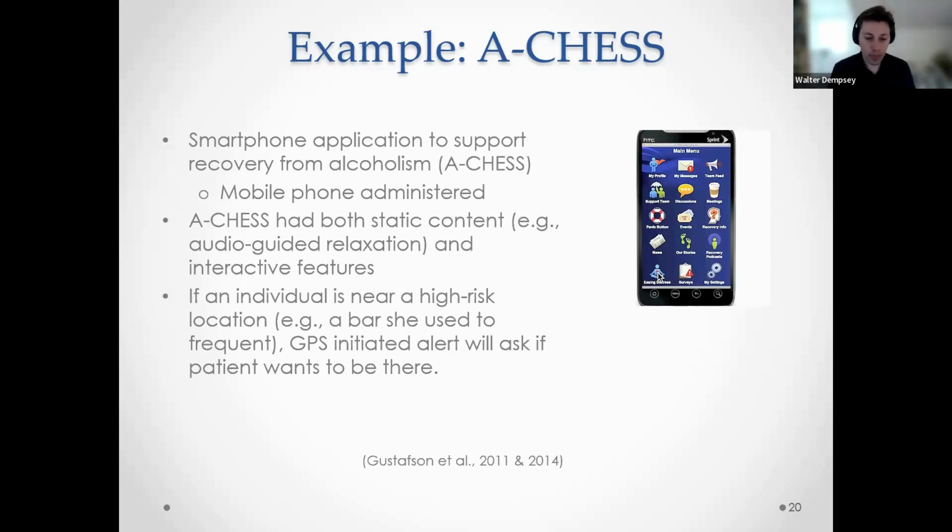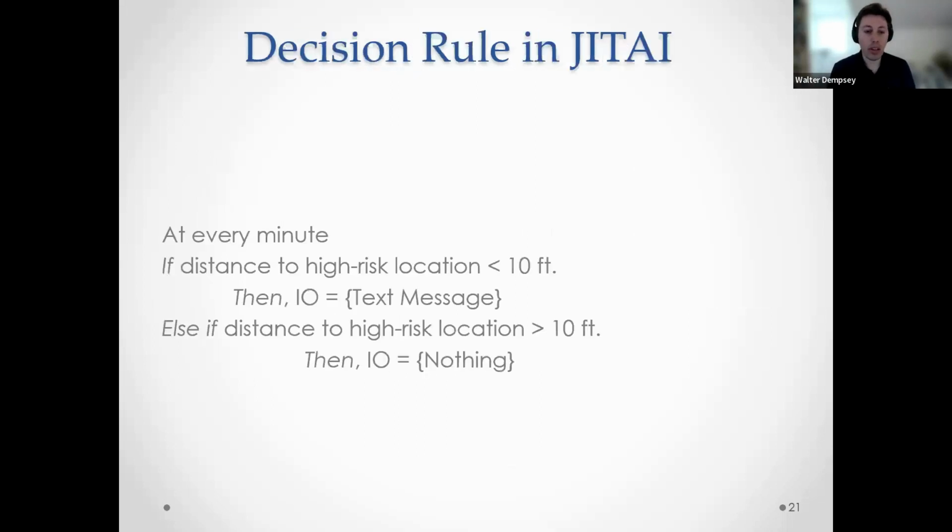And so what the system does is every single minute, using the GPS on the phone, if the distance was less than 10 feet from the high risk location, the system just sent you a message asking you if you wanted to be there, asking you if you needed support. Otherwise, it didn't send a message.